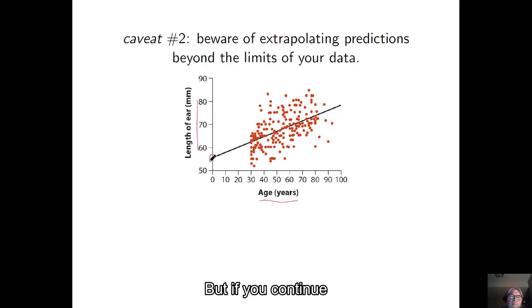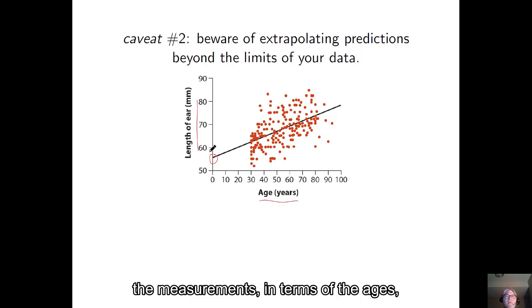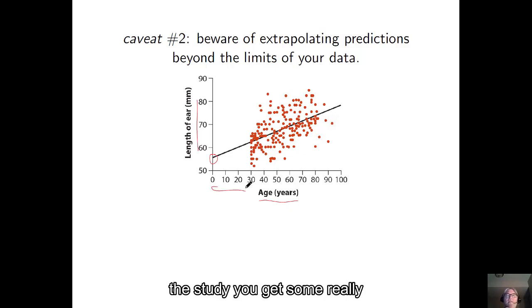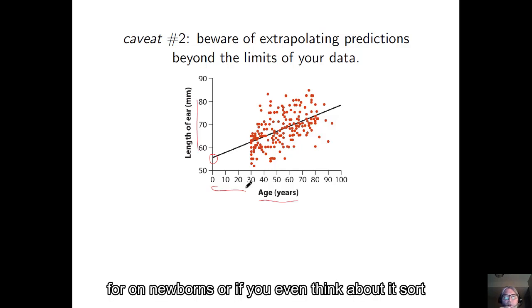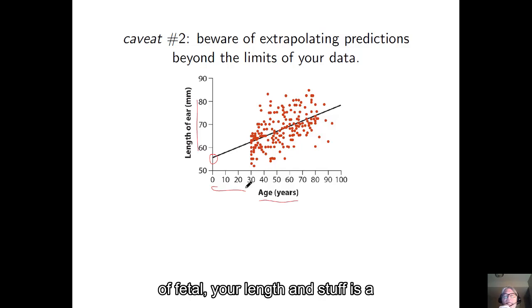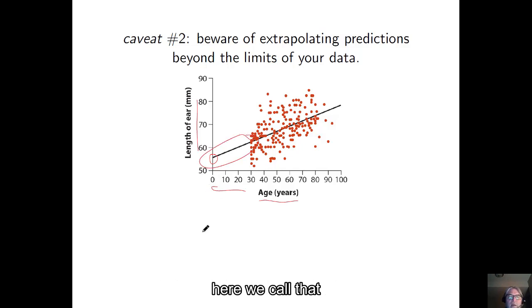But if you continue to use that regression beyond the measurements in terms of the ages in the study, you get some really implausible values of large ears on newborns, or if you even think about it in fetal ear length and stuff. Those are totally implausible values because at some point, this relationship is nonlinear. And so out here, we call that extrapolation.